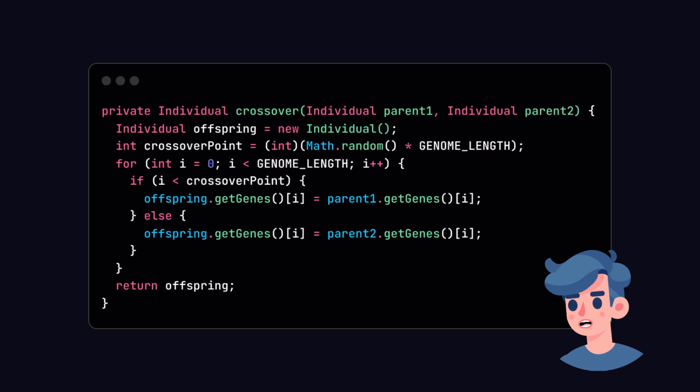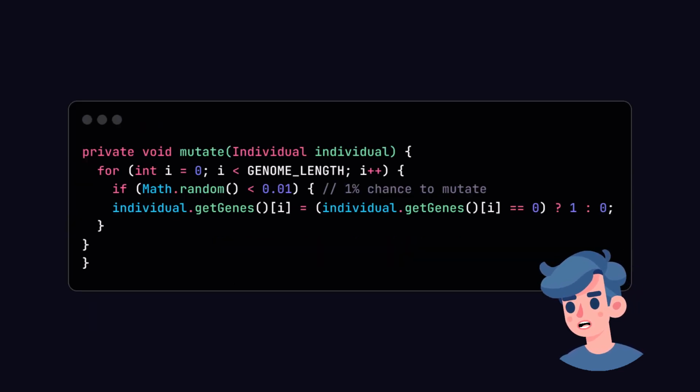Next, we'll implement the crossover operator. We will use single-point crossover, where we randomly choose a point in the genes array and swap the genes between two parents to create offspring. Now, after we have created our offspring, we also want to apply mutation. Mutation helps introduce diversity into the population and prevent premature convergence. We will flip a gene with a small probability.